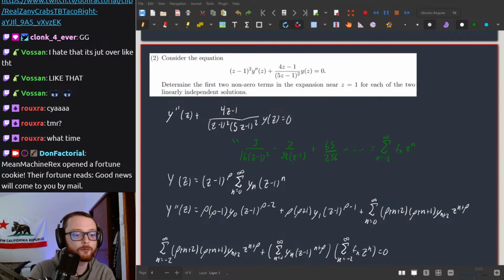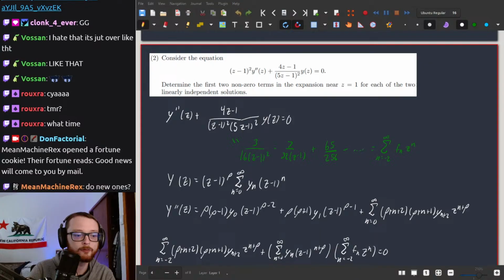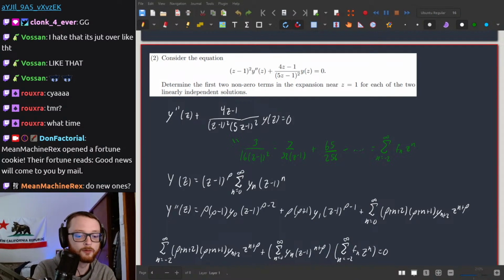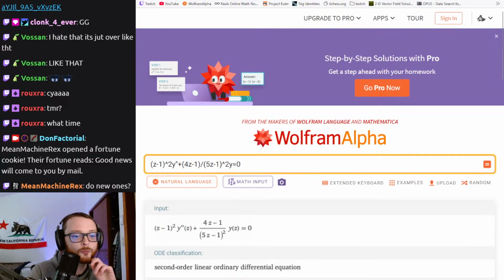Is it z minus 1 squared y double prime plus 4z minus 1... wait, is it plus or minus? Plus. Five z minus 1 squared y equals 0. I would do new ones.